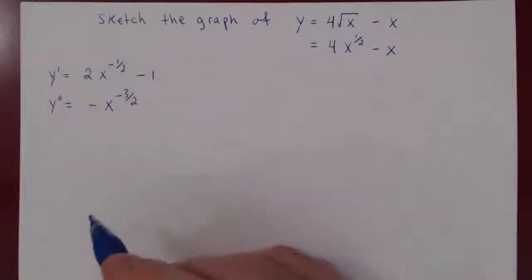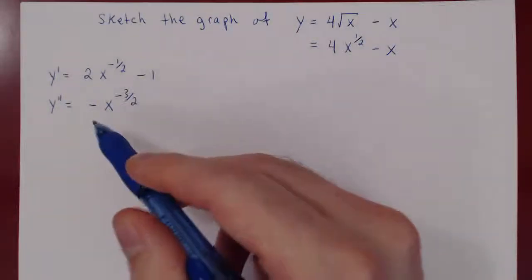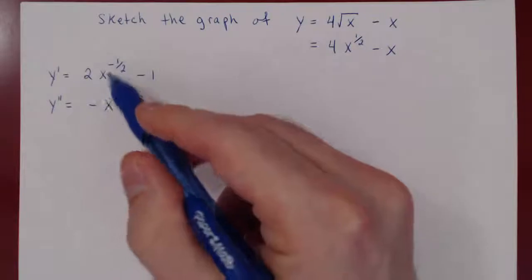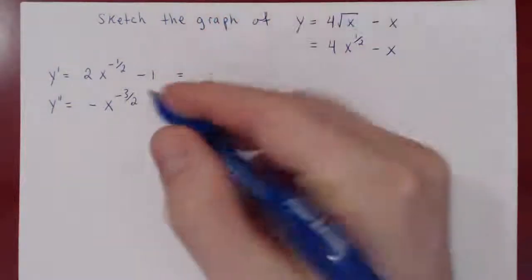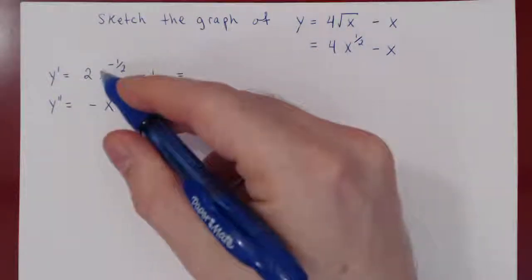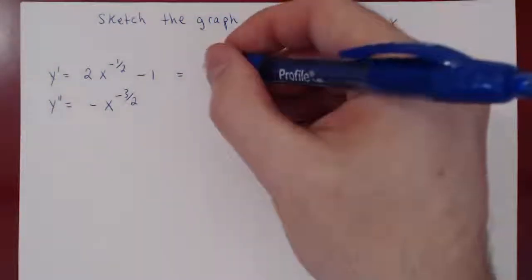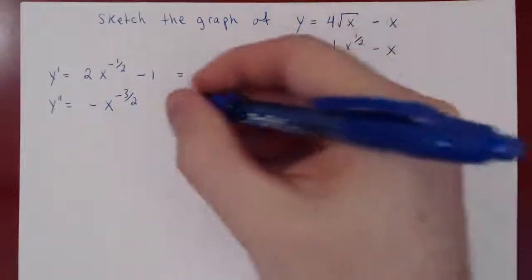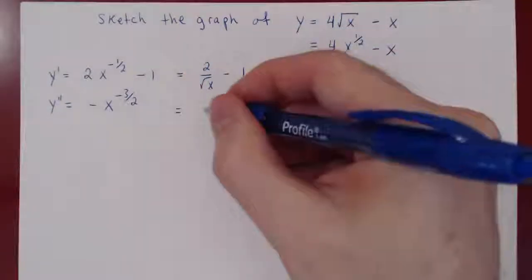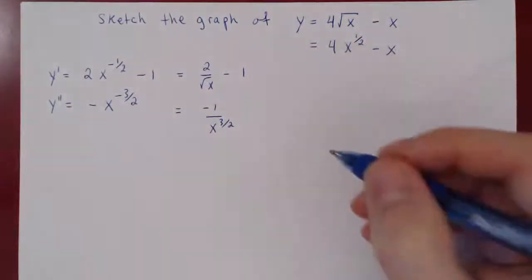We have the two derivatives, and now when we look for critical or inflection points, we look for the derivative being either 0 or undefined. So we'll rewrite this so that the exponents are positive. The derivative will be, if you send x to the denominator, the negative 1/2 becomes a positive 1/2 power, which is just root of x, so 2 over root of x minus 1. And the second derivative will be simply negative 1 over x to the positive 3 over 2.